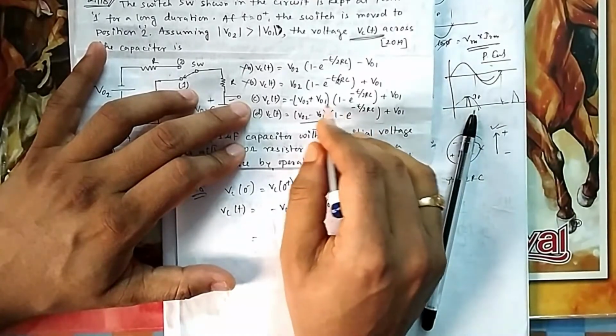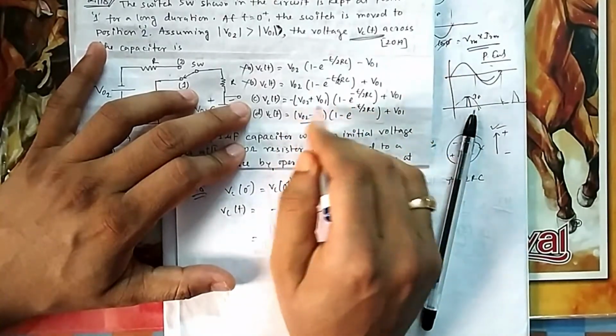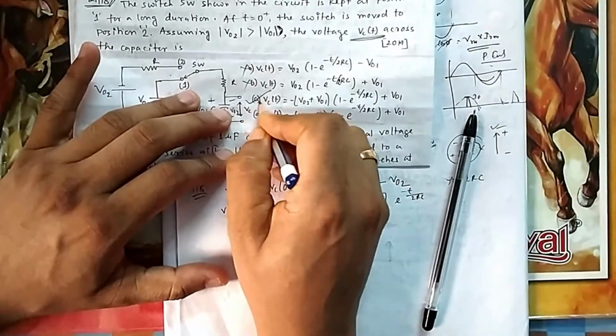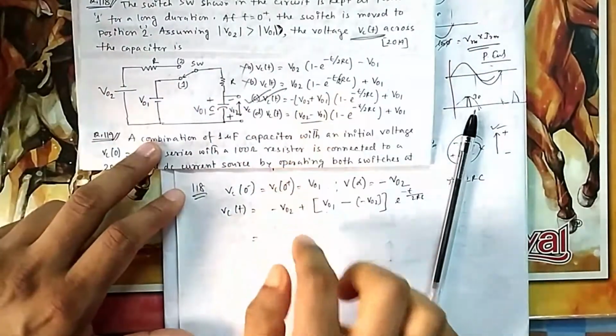And if you open this bracket, this minus and this plus will cancel, you will get minus V02. So obviously C is your answer. You open it, you will find it is exactly the same.